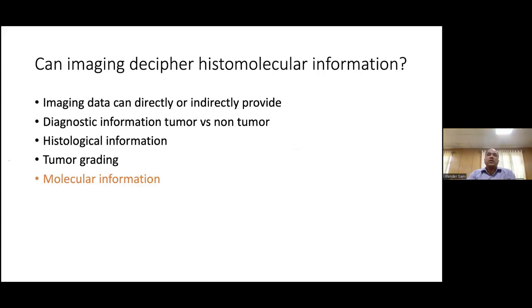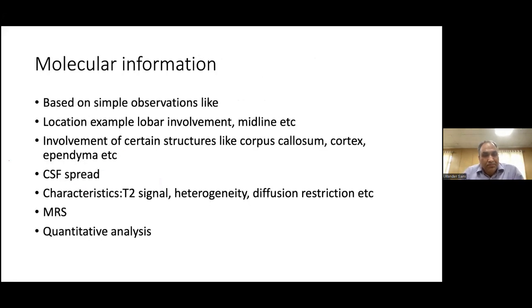So can imaging decipher histomolecular information? Yes, imaging can decipher histomolecular information. It can give you information about the histology, about the tumor grading, and even the molecular information, as I've shown in some of the cases. So we know where the lesion is located and what kind of features it has. Based on those features, we say that okay, it can be ependymoma, it can be astrocytoma. I will give you some of those examples.